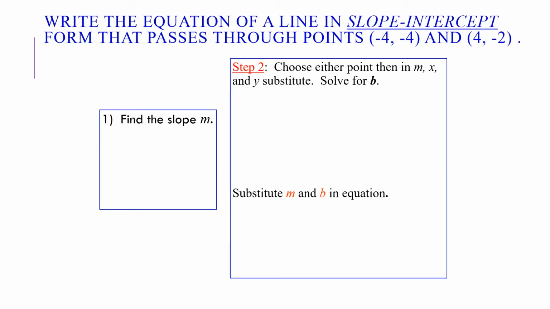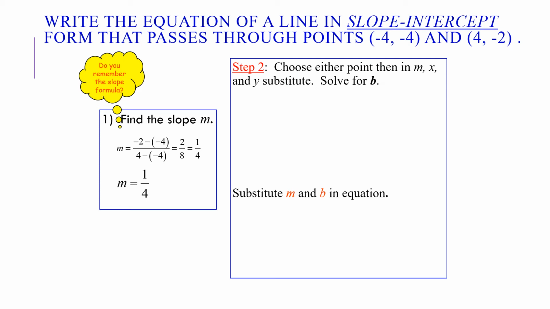Okay, write the equation of a line in slope-intercept form that passes through points (-4, -4) and (4, -2). So, first off, you find the slope. Plug it into your y2 minus y1 over x2 minus x1 and get your answer. So -2 minus a -4 is 2, and 4 minus a -4 is 8. So we end up getting 1/4 once we fully simplify that.